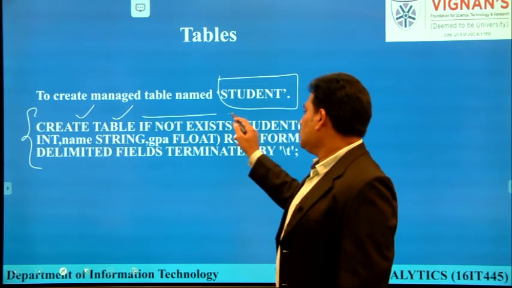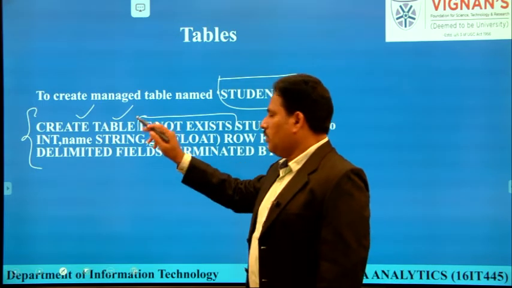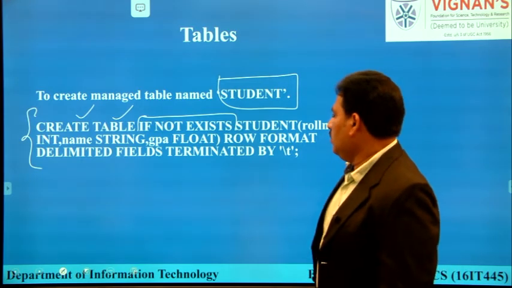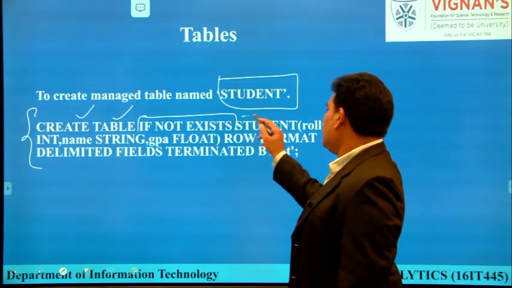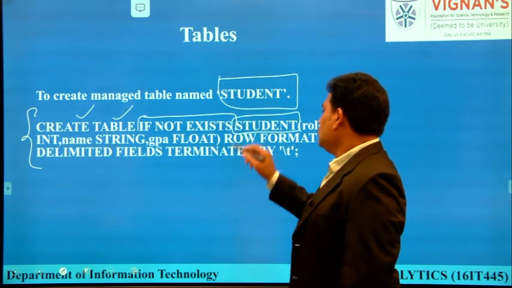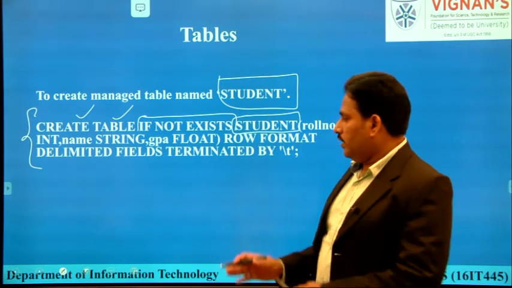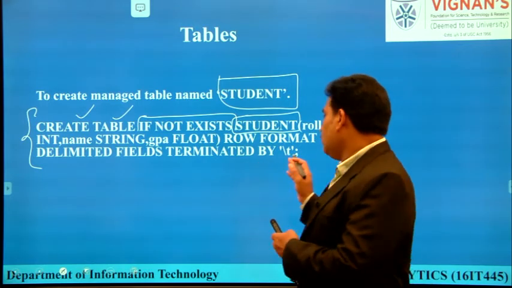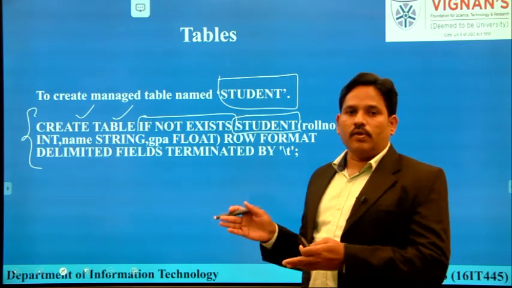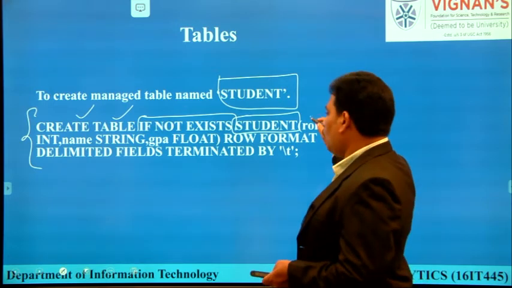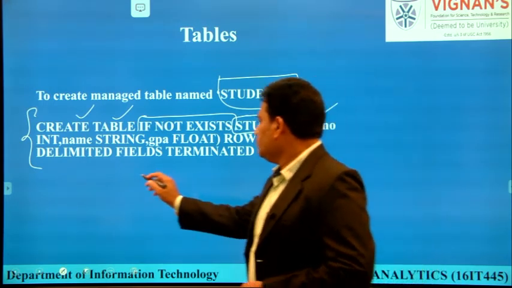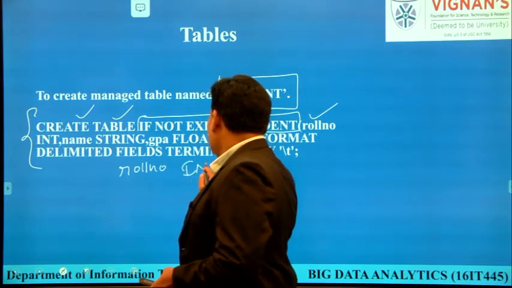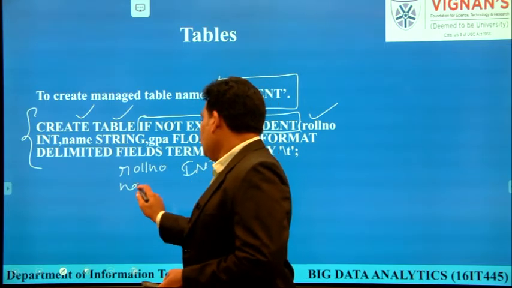If the table you want to create does not exist, create it. Create table if not exists with our desired name. Here the name is student. So we have given the required keywords to create a table. Once the keywords have been given, we give the required attributes, like roll number of type integer.